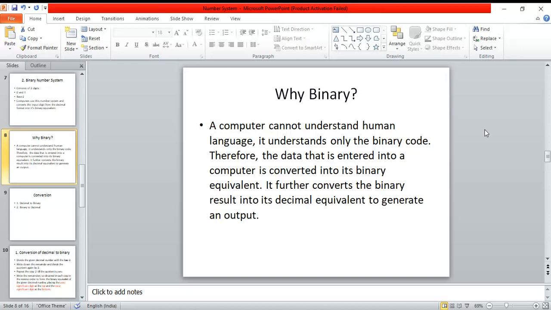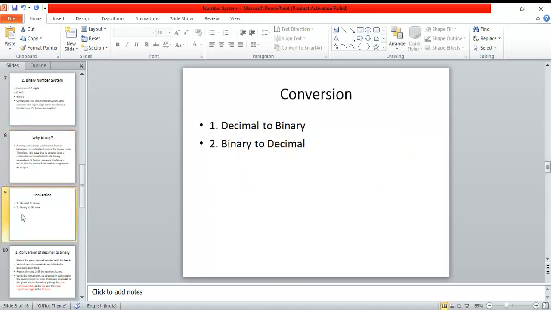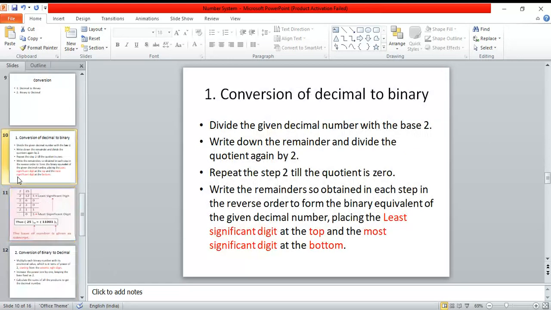It further converts the binary result into its decimal equivalent to generate an output to us so that we can read, because we can't read binary. Now in this we're going to be learning conversions of decimal to binary and binary to decimal. So, conversion of decimal to binary.